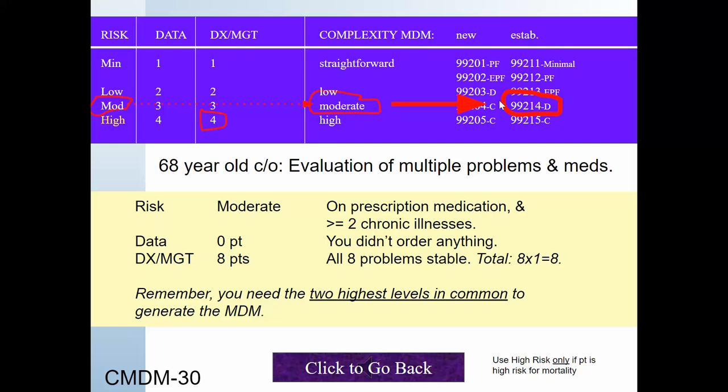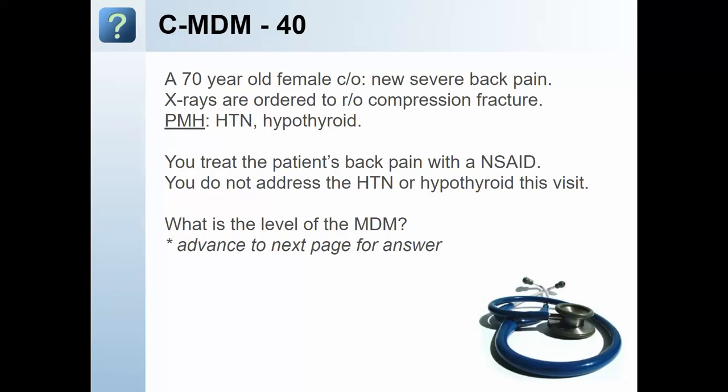You're not making a decision for the 214 over here based on all the bullets you asked in the history and all the bullets you did on your physical exam. You're basing it on the levels of the rules of coding. So this number is always going to be ethical. It's always going to be baked into your decision making, and it's always going to be baked into your documentation, no matter how many things you do over here in your note for your history and your physical. Okay, so complexity of medical decision making for 40.